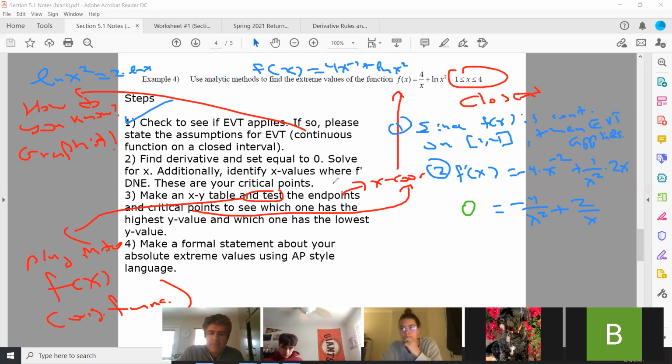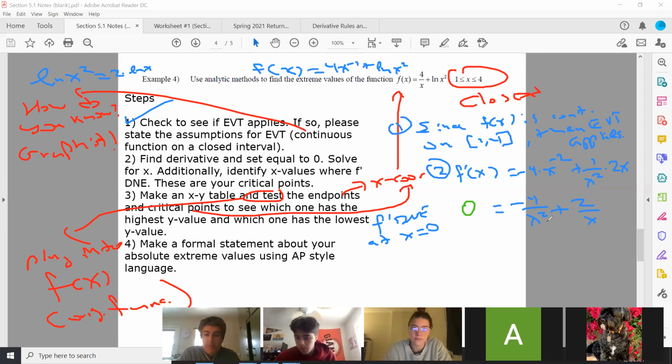By the way, f prime does not exist at x equals 0, because obviously you can't divide by 0. But I don't really care about that. Actually, I'm not even going to consider it. Why am I not going to consider x equals 0, even though the derivative does not exist there? Because it's not in the domain. Not in the domain, perfect, right.